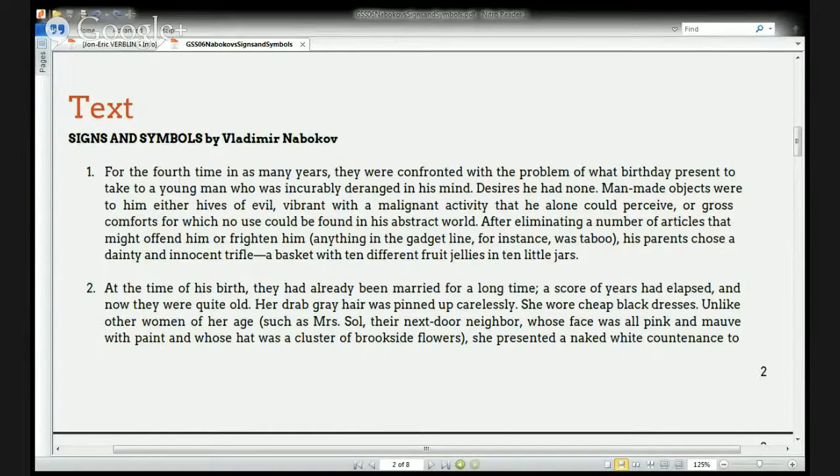Signs and Symbols by Vladimir Nabokov. In Russian, Nabokov. How to say? Nabokov. Yeah? Well, he was always correcting Americans. He was always saying, oh, no, you must say Vladimir Nabokov. So he was always correcting us. We say it wrong in English, so you can say it right. So I'll say in Russian, Nabokov.